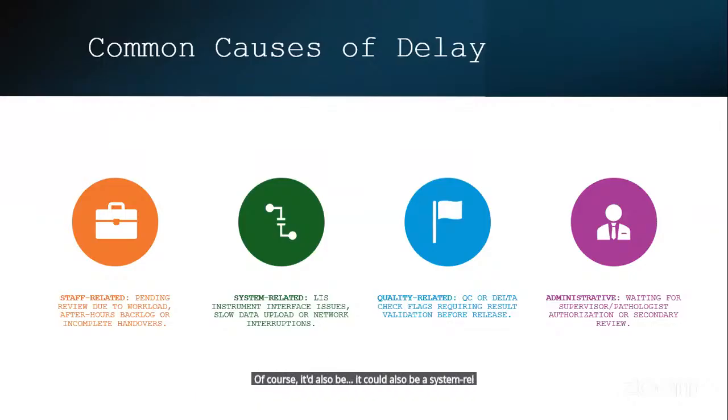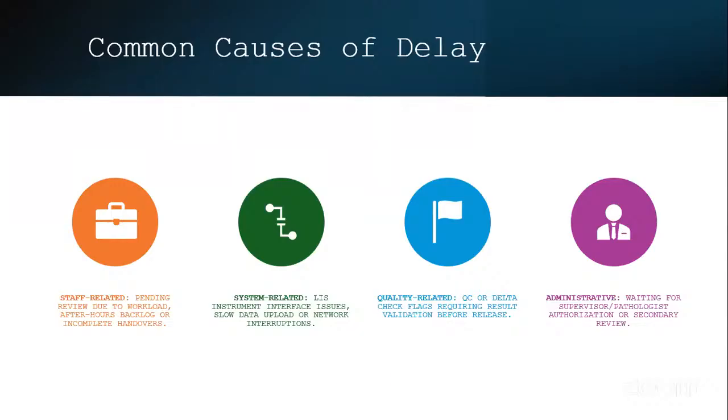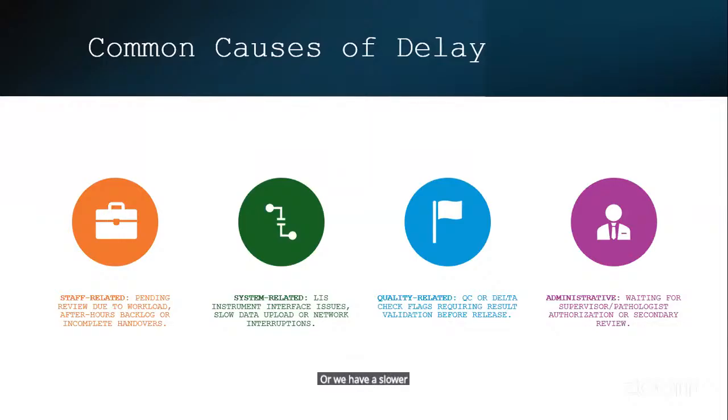Of course, it could also be system related. We look at laboratory information system and instrument interface issues. Yes, you have completed your test on the analyzer, but you cannot interface your results because we have a corresponding issue on either side, and it does not allow you to feed results manually because we have those systems that are blocked. Or we have a slow data upload or network interruptions.